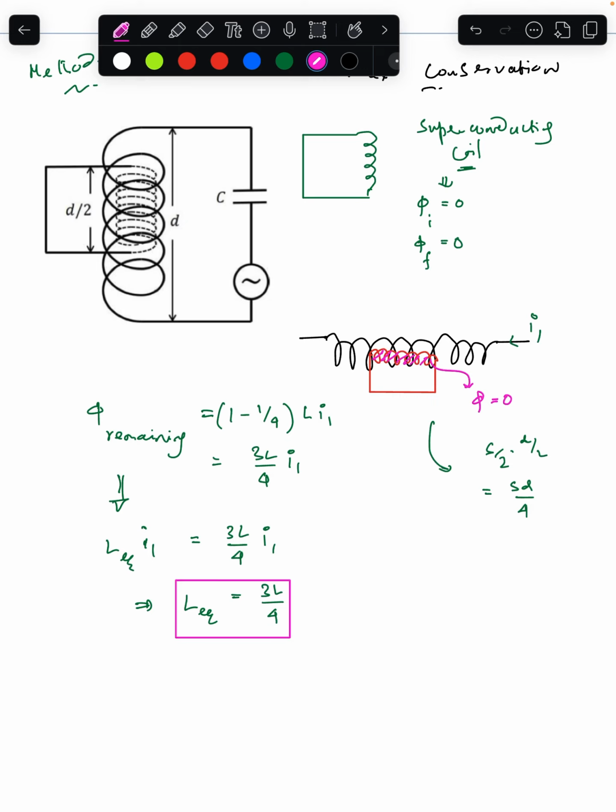So once you get L equivalent equal to 3L by 4, the job is easy. Omega equal to 1 by under root of L equivalent into C, and hence your answer becomes 2 by under root of 3L into C.